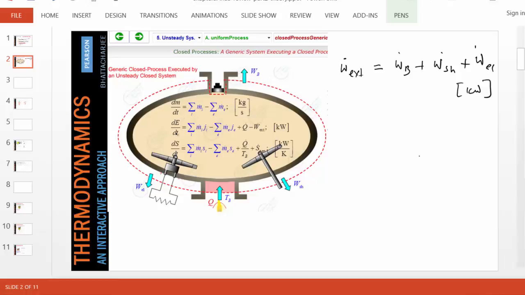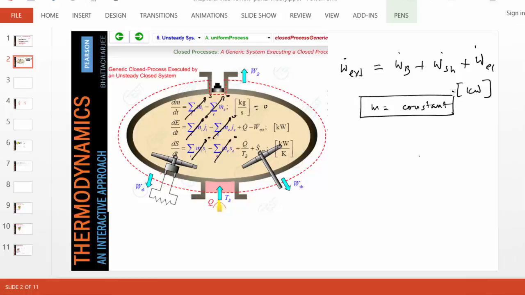Now, look at the mass, energy, and entropy equations. If the system is closed, the mass terms go out, so there's a big simplification. In other words, there is no transport of energy, no transport of entropy. And the mass equation becomes really simple: dm/dt equals 0, which means m equals constant. So for closed process, we don't worry about the mass equation. Mass is constant.